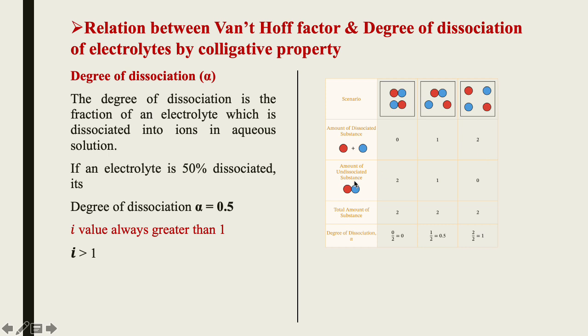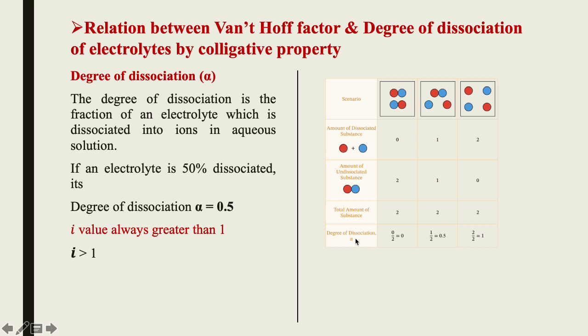If you take it in terms of undissociated substance, in the first case it is 2, there is no dissociation. Here only one dissociates, one is undissociated, so only one value comes here, and here both are dissociated, so the number of undissociated substance is 0. If you consider the total number of substances, you just add the first and second rows. 0 plus 2 will be 2, 1 plus 1 will be 2, 2 plus 0 will be 2. In that way you can calculate the total amount of substances.